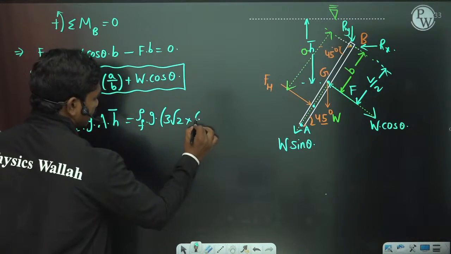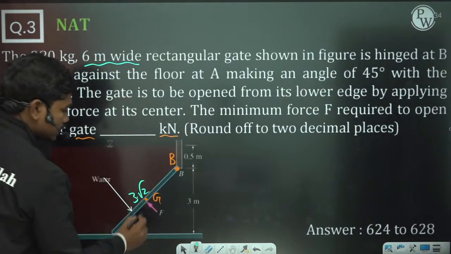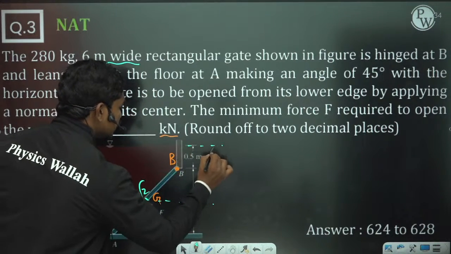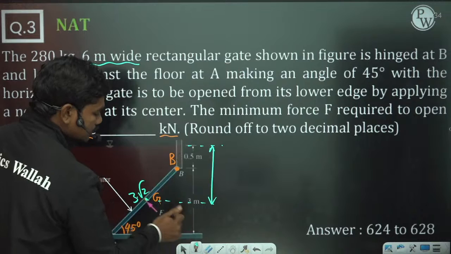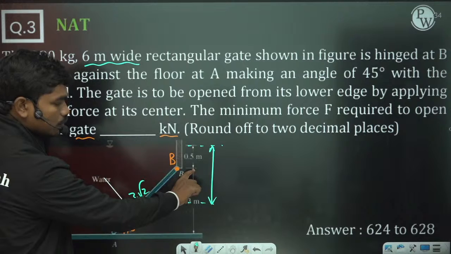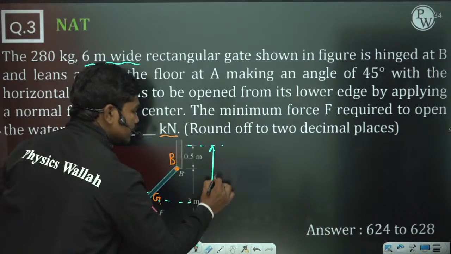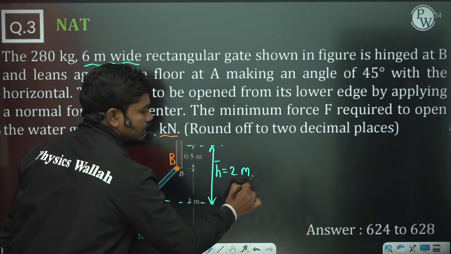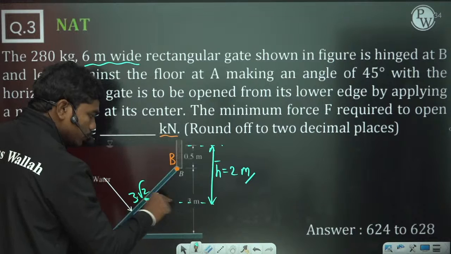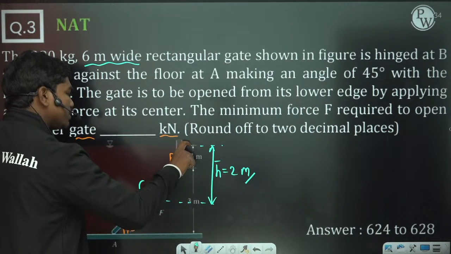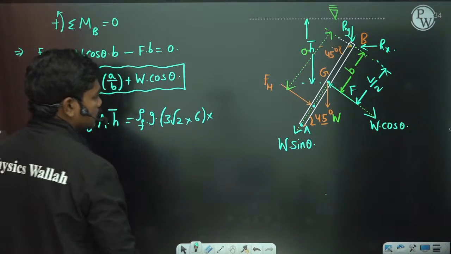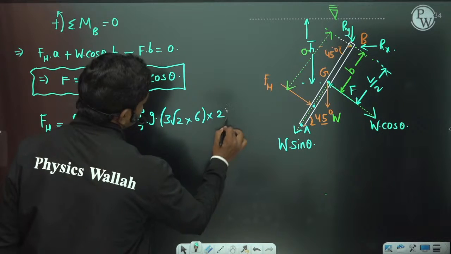So you have 6 multiplied with the depth of the centroid from the free surface. From the free surface, which is here, can you tell me what this depth is? This is exactly half, yes or no? If the total height is 3 meters, then this height is 1.5 plus 0.5 meters of water head. So the total h bar, the depth of the centroid from the free surface, is 2 meters. Okay, so this is the hydrostatic force that is acting.